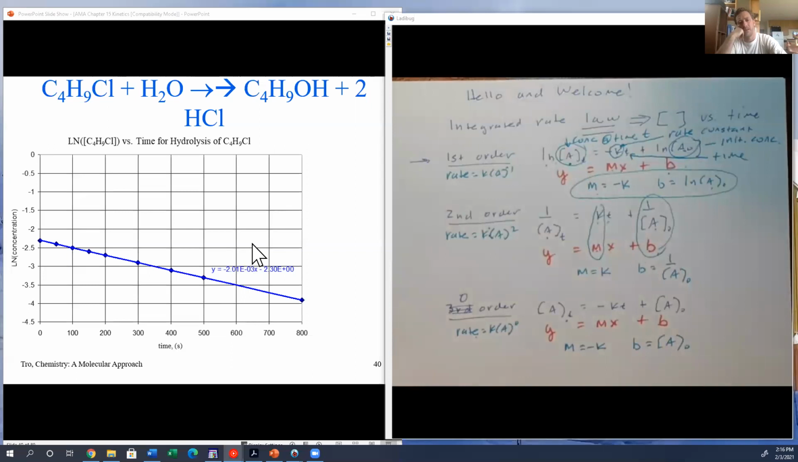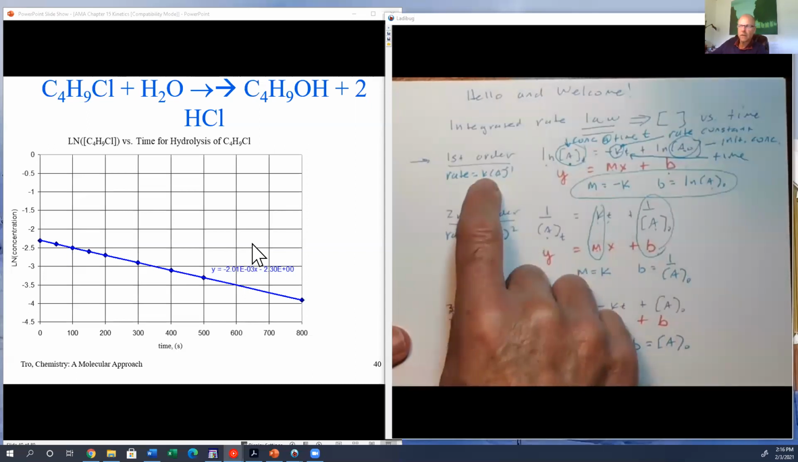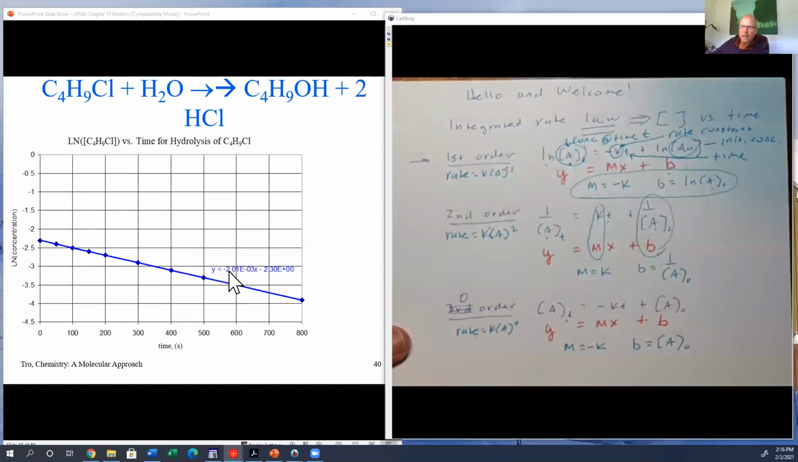So k in this scenario would be positive 2.01. K's are always positive. Remember, rate is equal to k. K's are always positive. In this case, the slope is negative, but k is equal to minus the slope. So k would be equal to plus 2.01 times 10 to the minus 3.